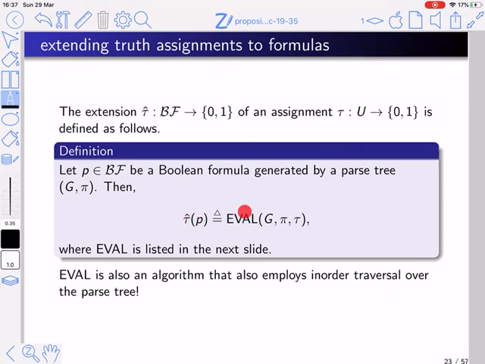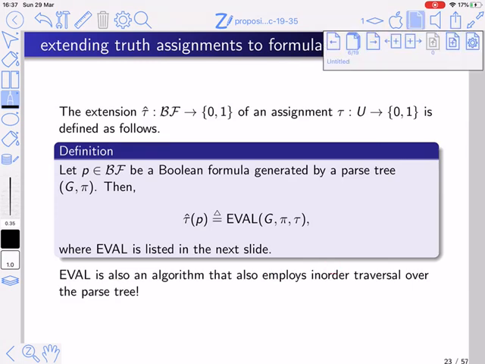We use an algorithm. The algorithm is called eval. Eval has three parameters, G and pi, which denote the parse tree of the Boolean formula P, and tau is our truth assignment, which tau hat is supposed to extend. Now, eval is an algorithm that also employs in-order traversal over the parse tree. Let's see how this algorithm works.